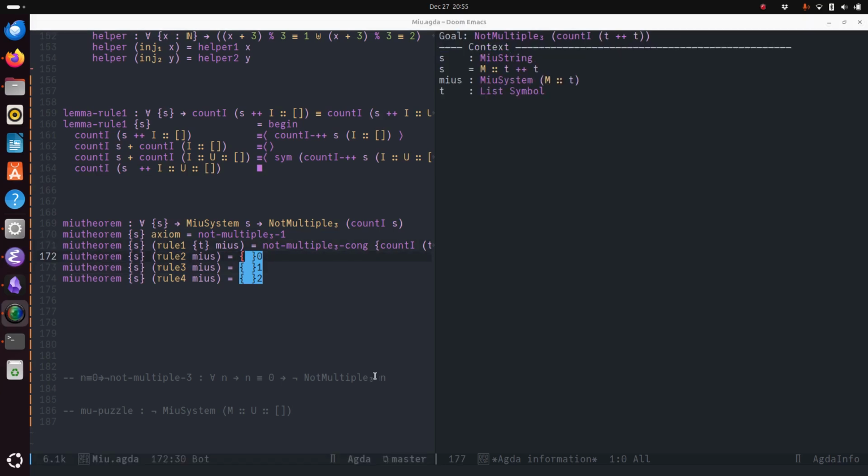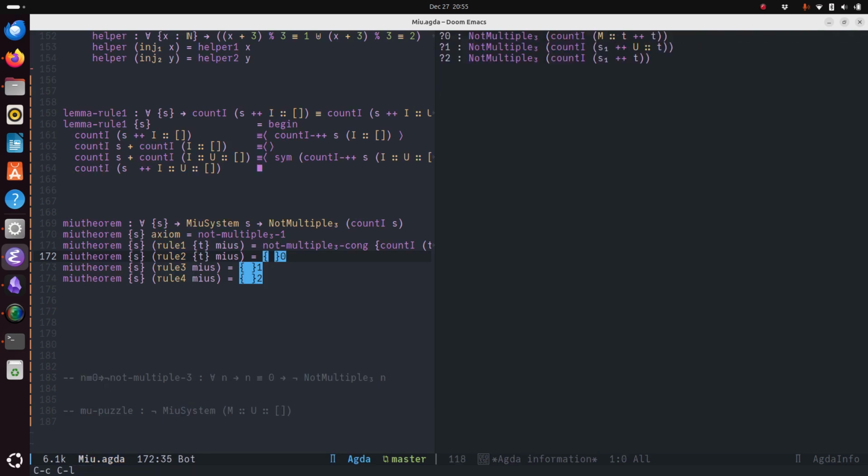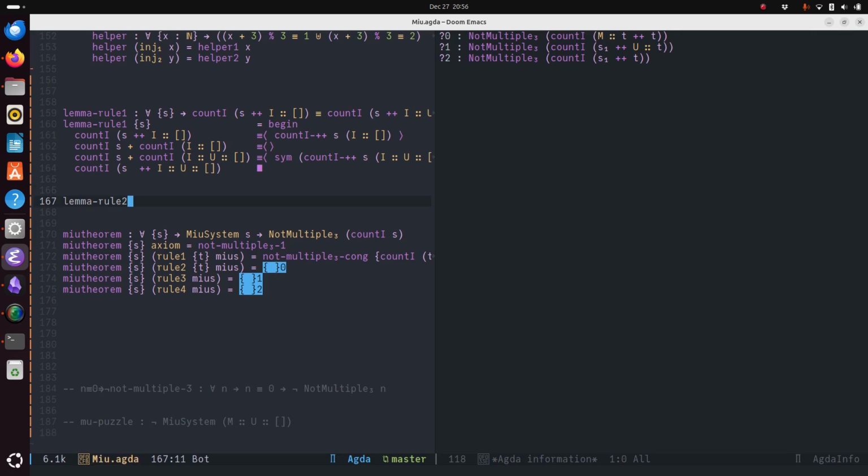Now for rule 2, let me introduce the implicit variable. Like the lemma for rule 1, let me introduce a lemma for this one as well.